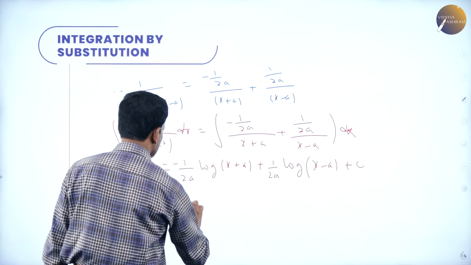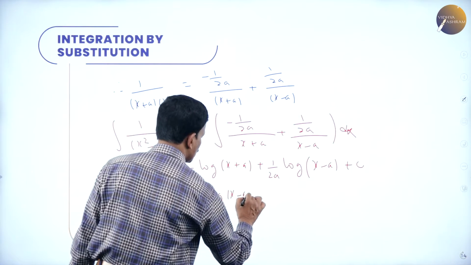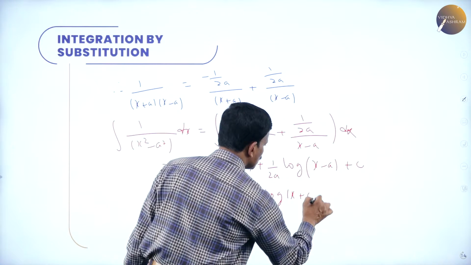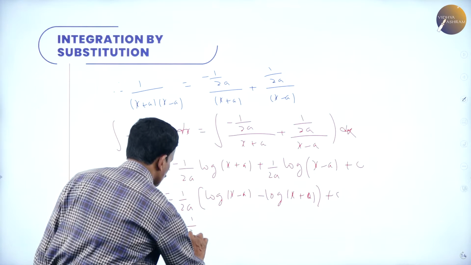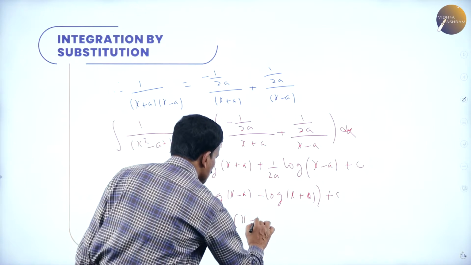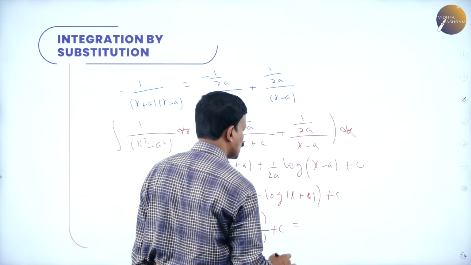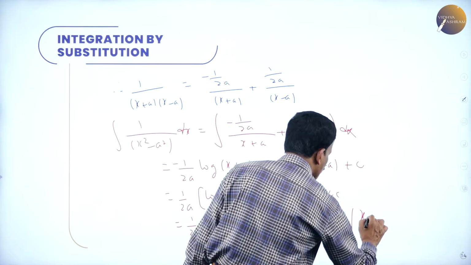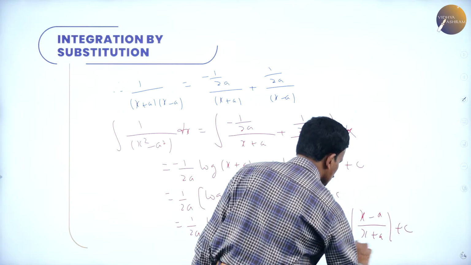You can take 1 over 2a as a common factor out. Let us write log x minus a first: log x minus a minus log x plus a, plus c. So what is this equal to? This is equal to 1 over 2a into, log m minus log n is log m by n, log of x minus a divided by x plus a, plus c. So therefore this can be written as 1 over 2a into log mod of x minus a divided by x plus a, plus c, which is the integrated answer.